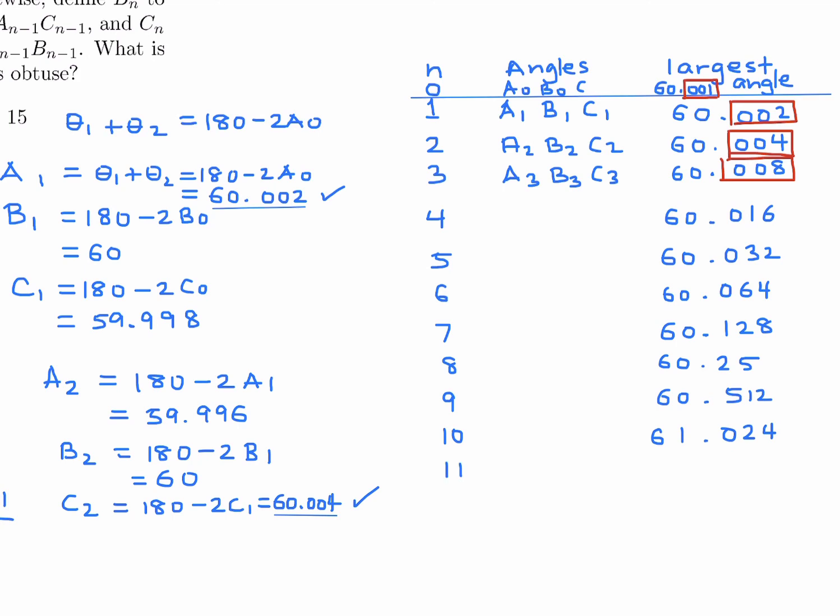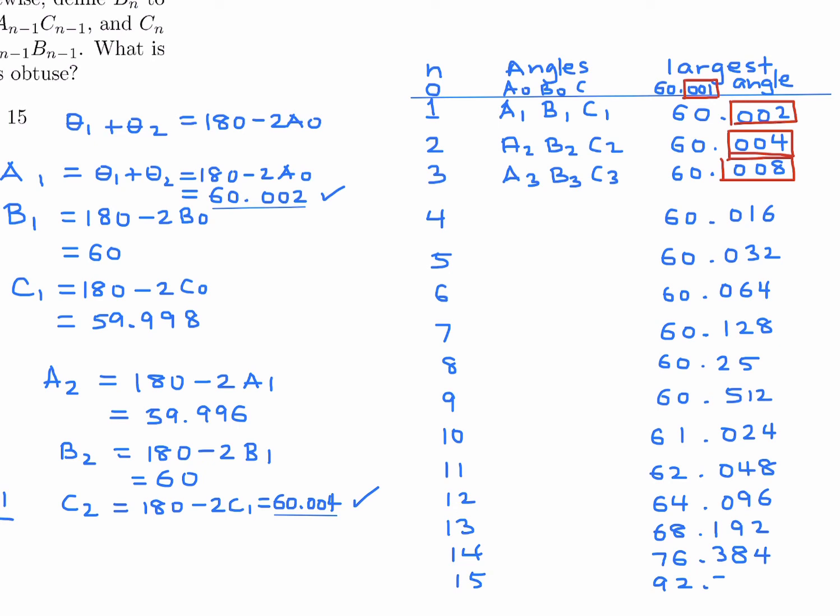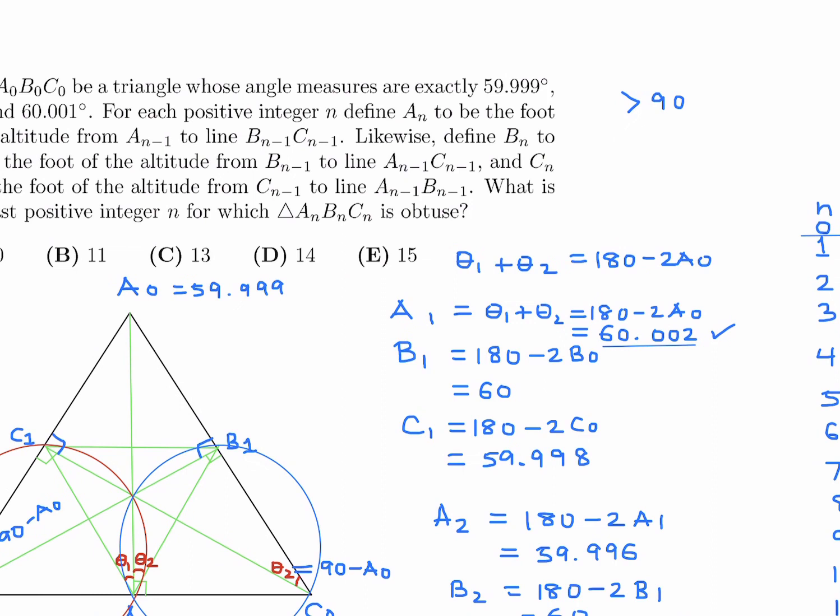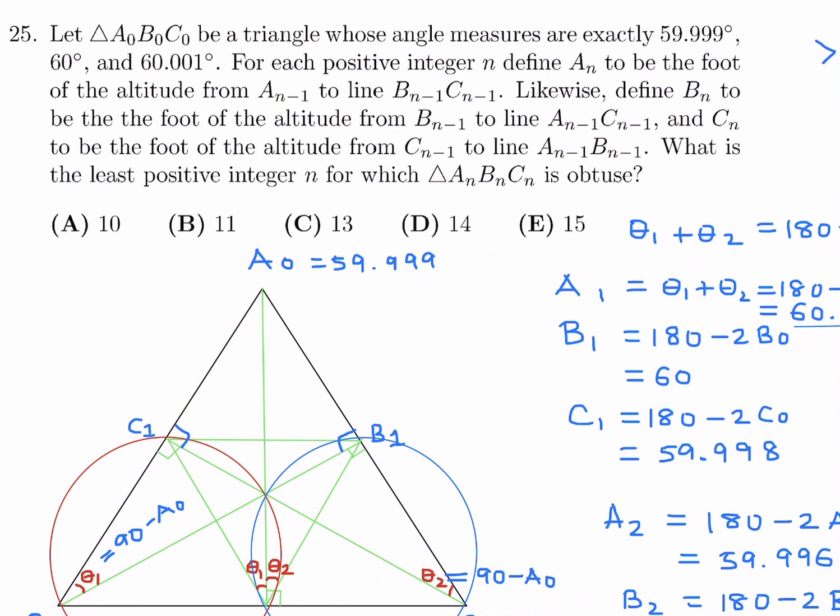11 would be 62.048. 12 would be 64.096. 13, 68.192. 14, 76.384, and the 15th is 92.768. There you go. AN, when n is 15, gives you an angle that is greater than 90. So, very interesting question. Number 25, the answer is E.